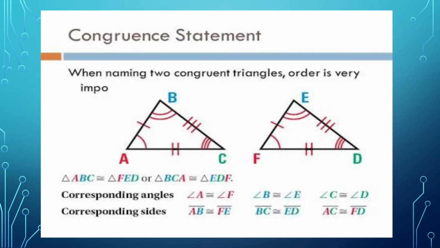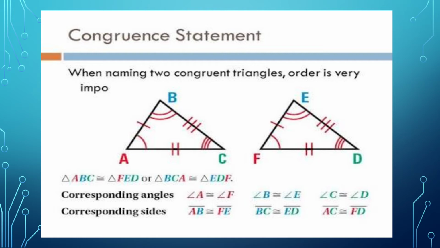The next thing is the congruent statement. When naming two congruent triangles, order is very important. So what does that mean? This is triangle ABC congruent to triangle FED. Both the shapes are the same because they should cover each other exactly. Even in angles, they should cover exactly.